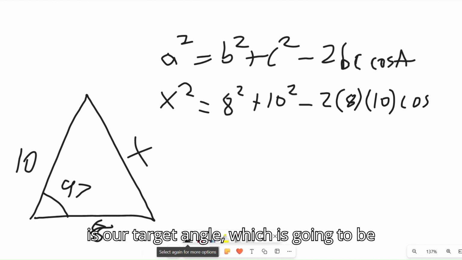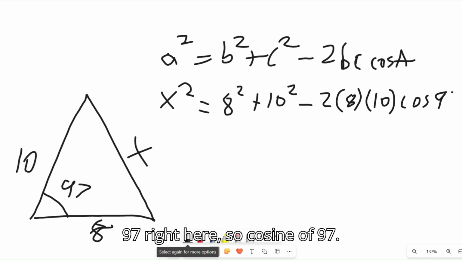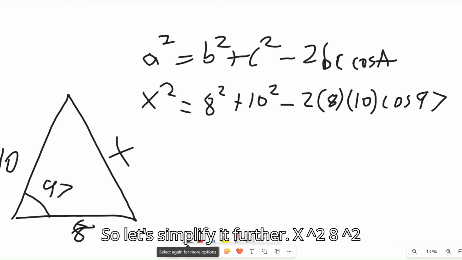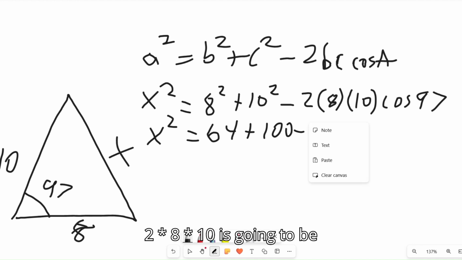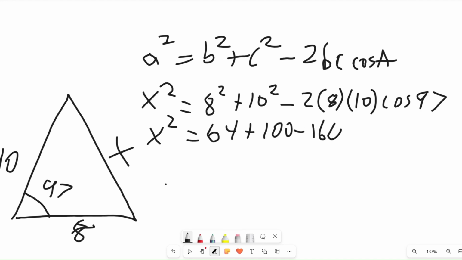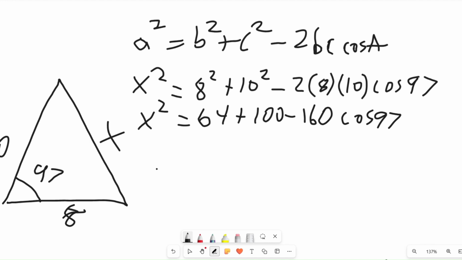Angle A is our target angle, which is going to be 97 right here. So cosine of 97. Let's simplify it further. x squared equals 8 squared, which is 64, plus 10 squared, which is 100, minus 2 times 8 times 10, which is 160, times the cosine of 97. So even further, x squared equals 164 minus 160 cosine of 97.